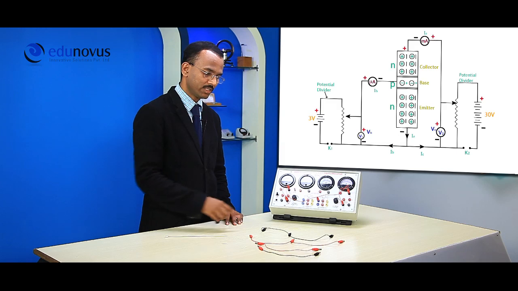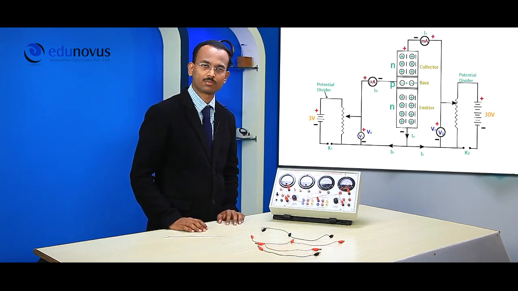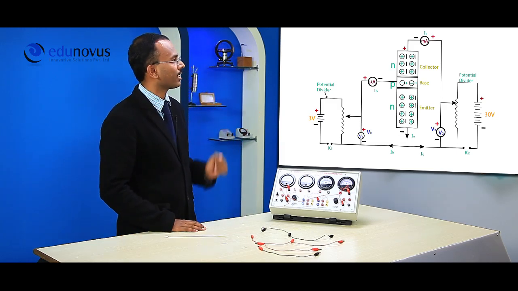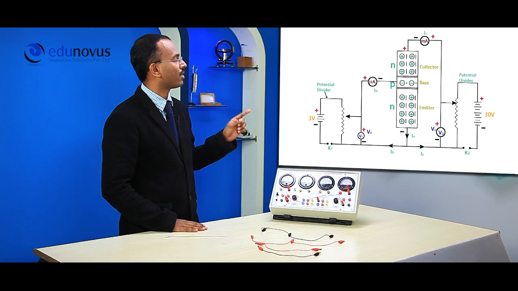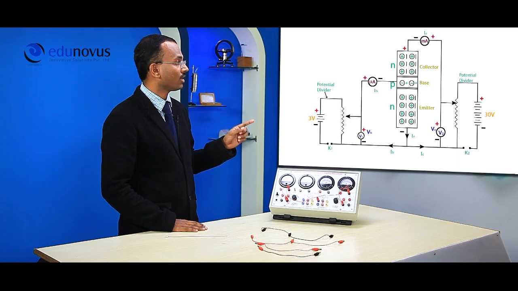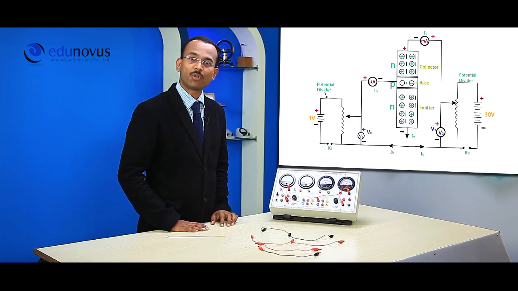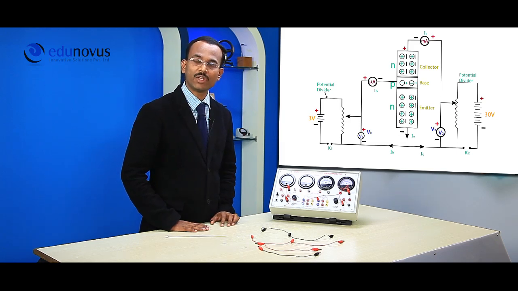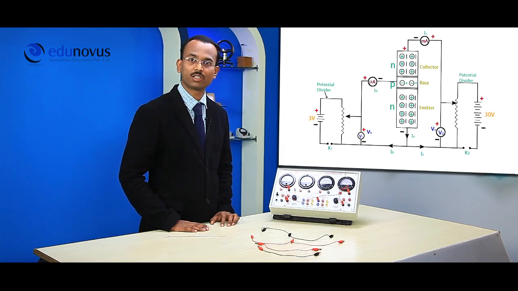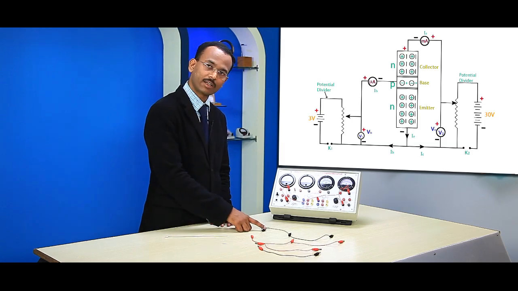Now let's use these 3-pin connecting wires. As you can see in the circuit diagram, the positive terminal of the power supply, the positive terminal of the voltmeter and the positive terminal of the ammeter are all connected together in both the input and output circuits. So let's connect the positive terminal of the voltmeter, ammeter and power supply in the input circuit using this 3-pin connecting wire.